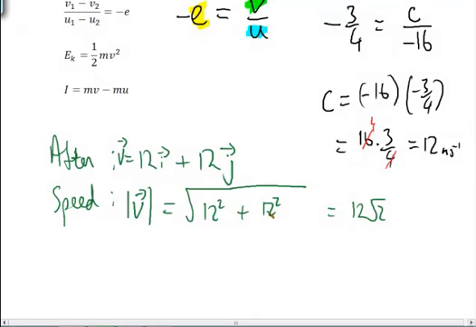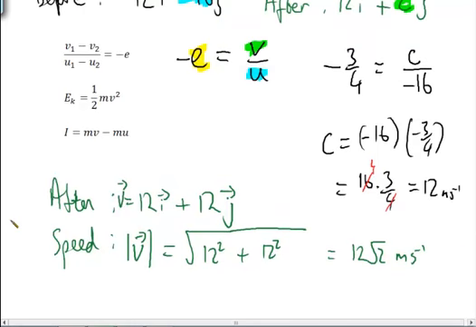144 plus 144 is 288. You can factorise the 2 out, and then that's where that comes from. So the speed is 12 root 2 meters per second. Now we just go back up to the question. That's part 1 done.